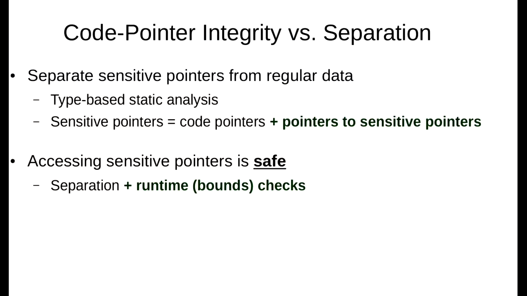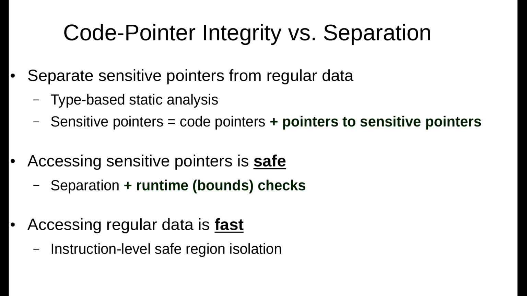We guarantee that accessing sensitive pointers is safe. So we use instruction level granularity separation, and for code pointer integrity, in addition, we use runtime bounds checks on top of that. On the other hand, accessing regular data is fast. So we don't impose any additional instructions when accessing other regular data that we don't want to protect. And this allows us to get very low overhead.